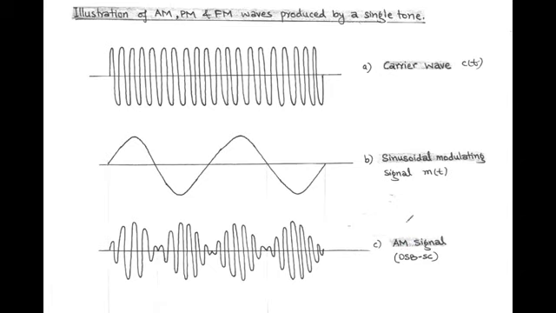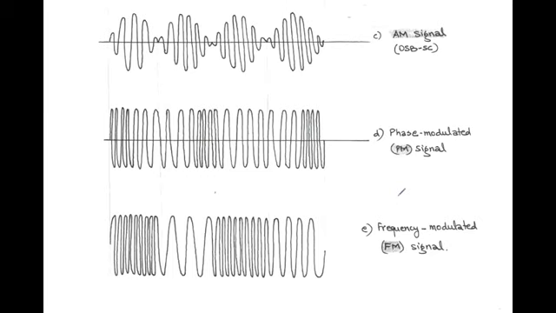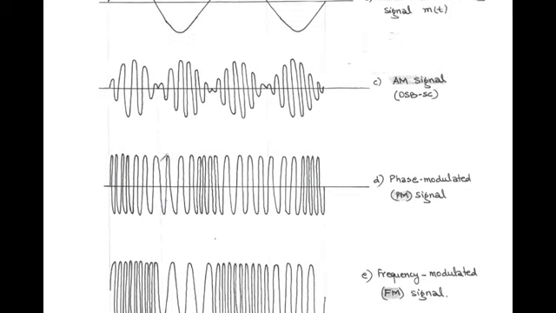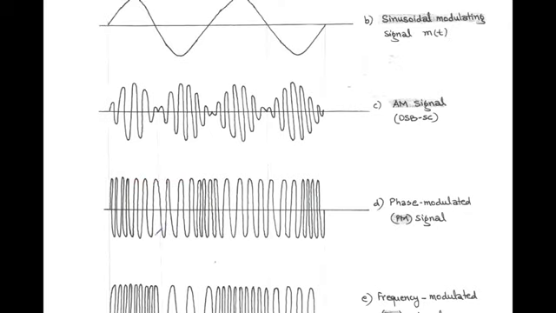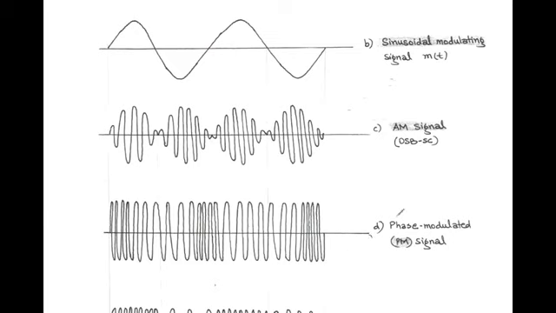Next is phase modulation. Phase modulation is a nonlinear process. In this, the amplitude of the carrier remains constant, but the instantaneous angle varies linearly with the message signal. As we have seen in figure D, there is a compression of the signal. This compression is at every point of complete oscillation in the message signal.